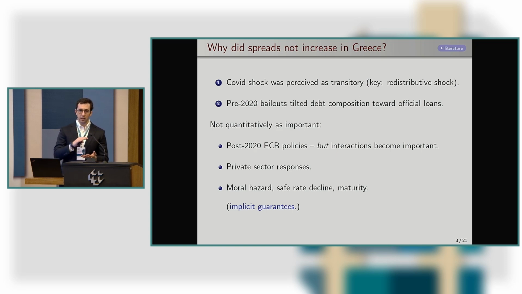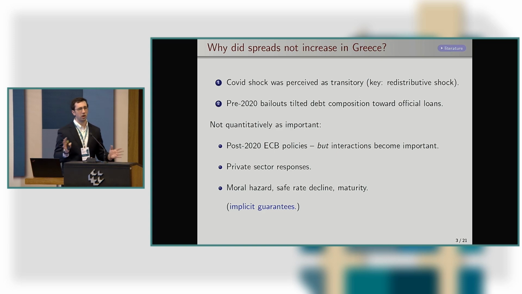Now, in history, it turned out that this shock was perceived as relatively transitory. But if it had been perceived as longer lasting, then these ECB interventions, we find, would have had much larger effects, right? So interactions here are important when it comes to this statement about the post-2020 ECB policies. We don't find a major role for these private sector responses or for things like moral hazard, the decline in the safe rate, or the maturity of debt.